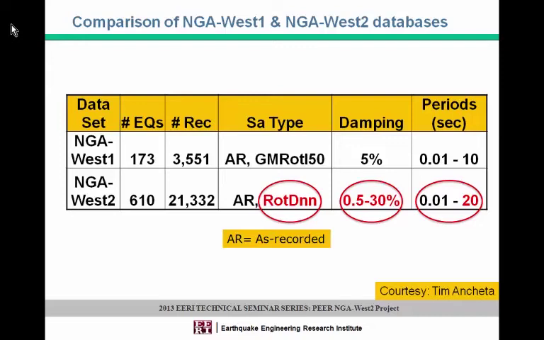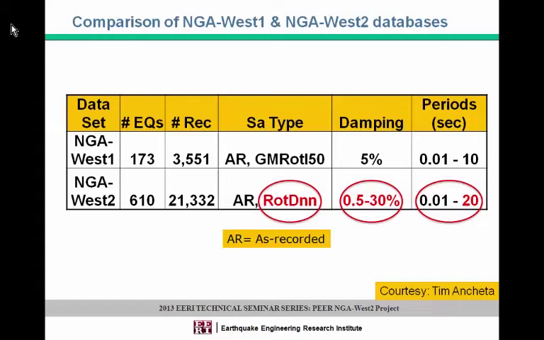Then in NGA-West1, we did something else, GMROT-I50. Don't worry about the details of that, because when you put everything into the pot, the difference is really only a few percentage. It's not a big deal. In NGA-West2, we went to something else that I'm going to mention in a minute, RotDnn.